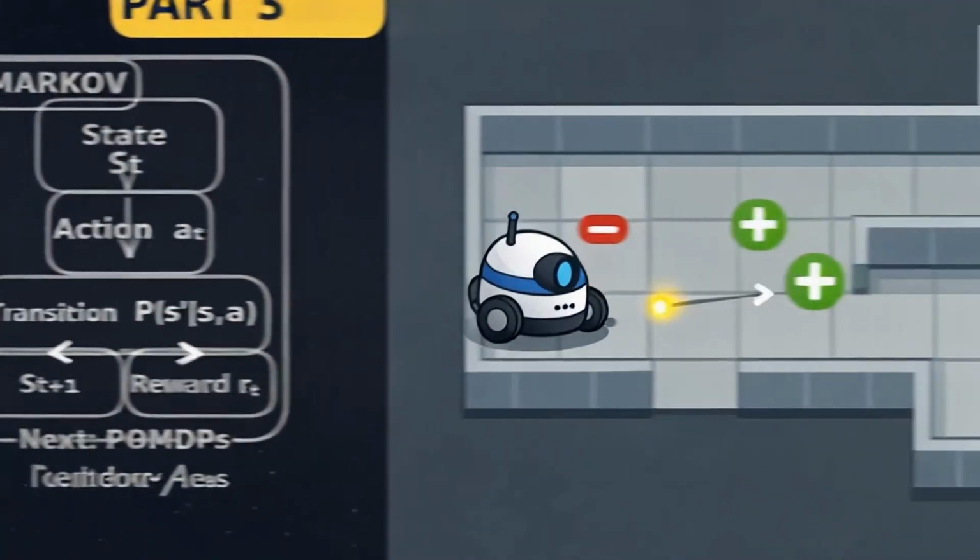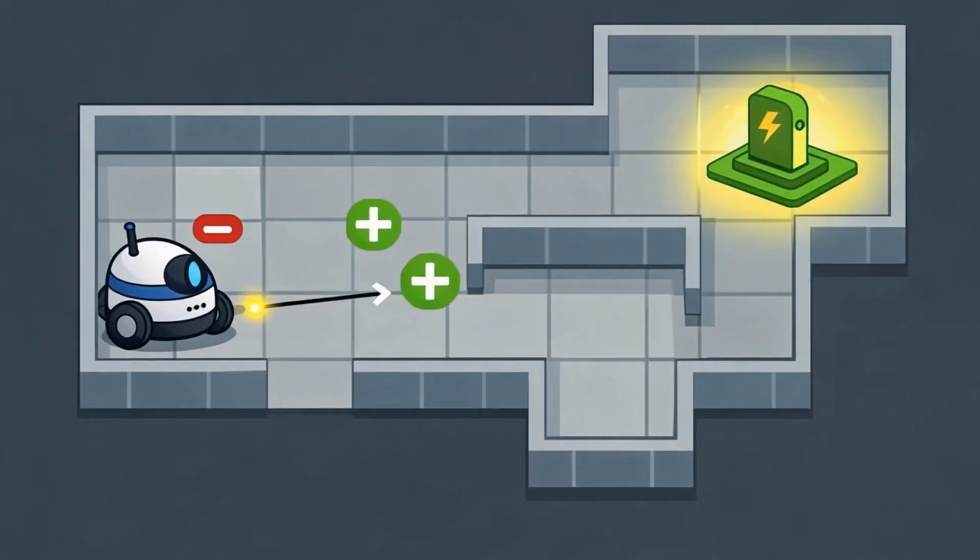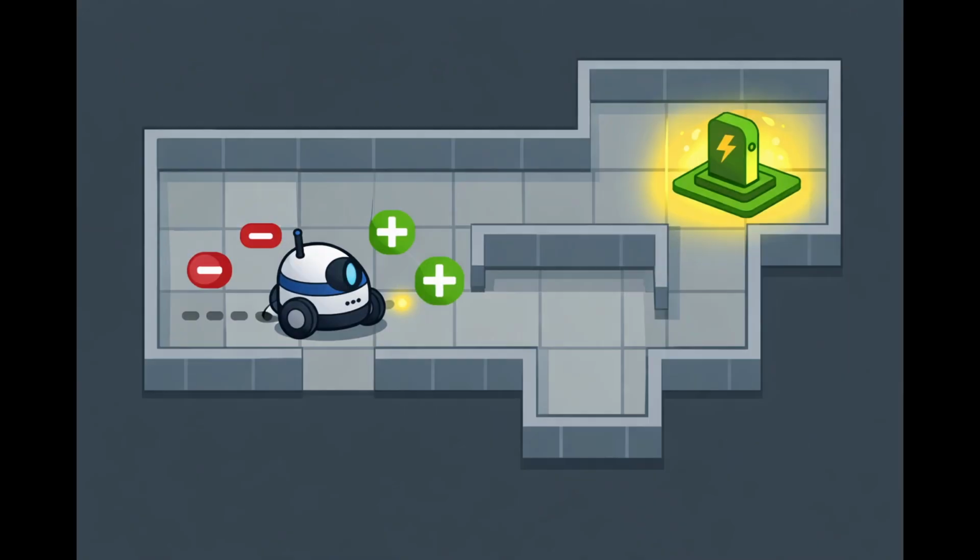Picture this. You're training a little robot to find a charging station in a building. You don't hand it a floor plan. You don't tell it where to go. You only give it feedback, a small positive signal when it gets closer, and a negative signal when it crashes into something.